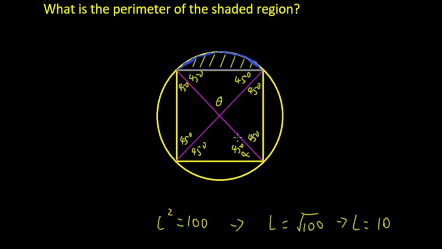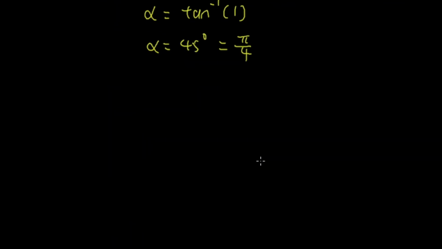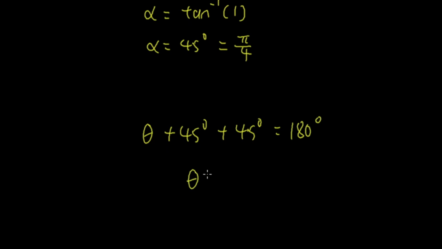Theta must be 90 degrees. Because we know that, right? All these three angles add up to 180 degrees. So theta plus 45 degrees plus 45 degrees is equal to 180 degrees. Then this is 90 degrees, right?